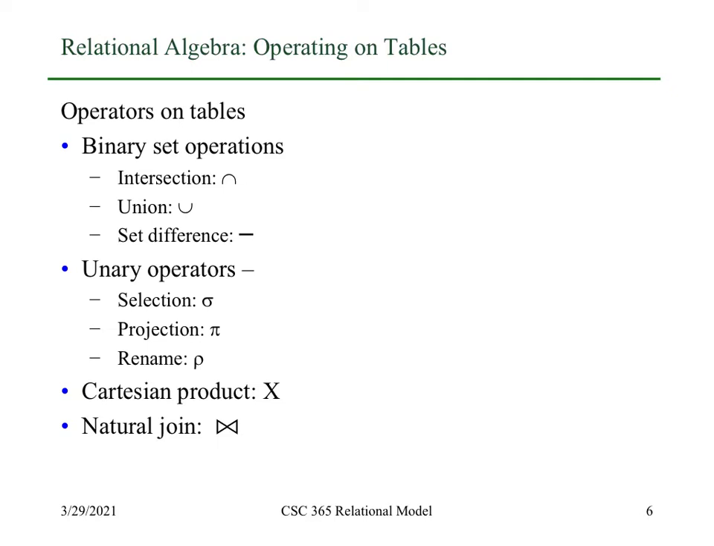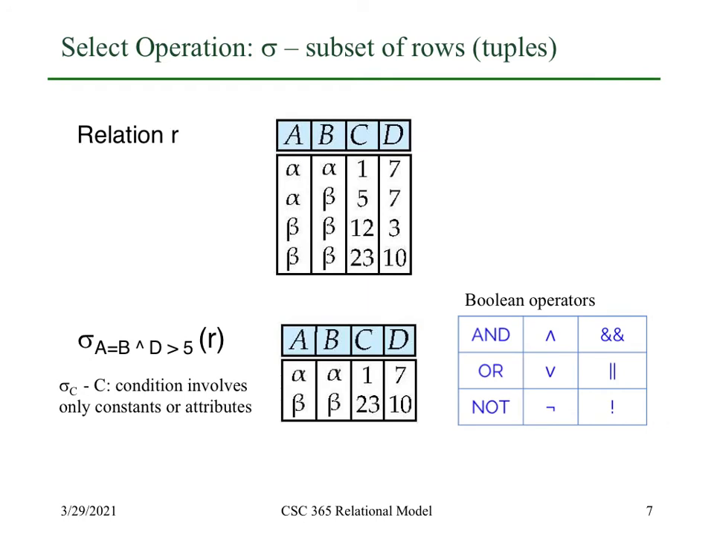Now notice the symbols for the unary operators are from the Greek alphabet, and they actually fit in. Selection is a lowercase sigma, s beginning both of those things. A projection is a lowercase pi, and rename is a lowercase r, believe it or not, which is rho. So sigma, pi, and rho. So let's talk about the selection operator, sigma. Remember, it returns a subset of rows or tuples.